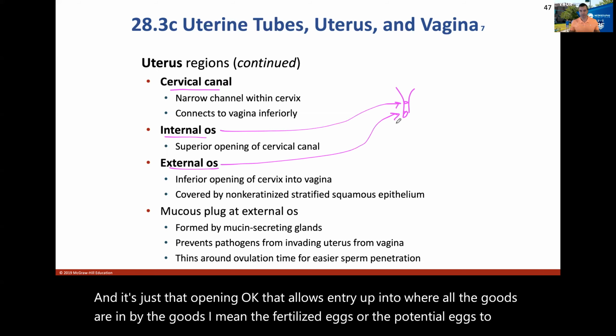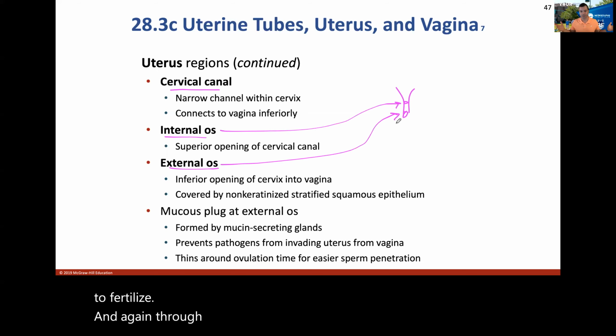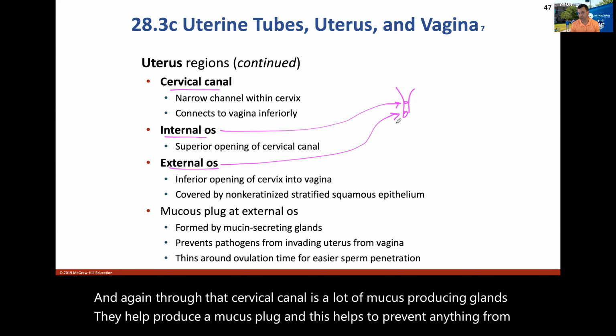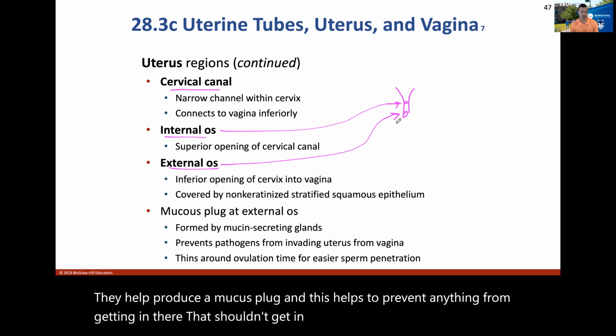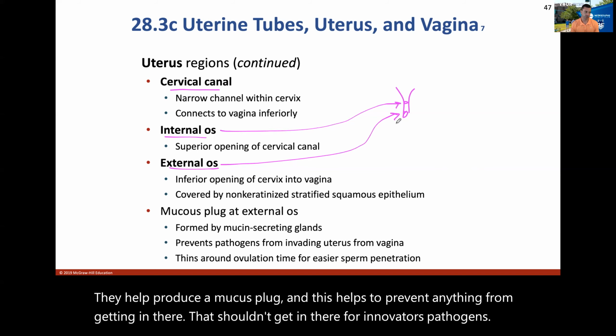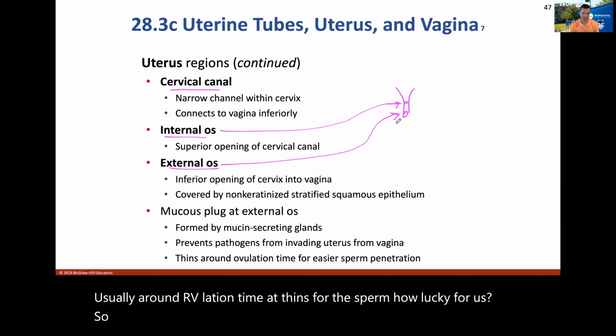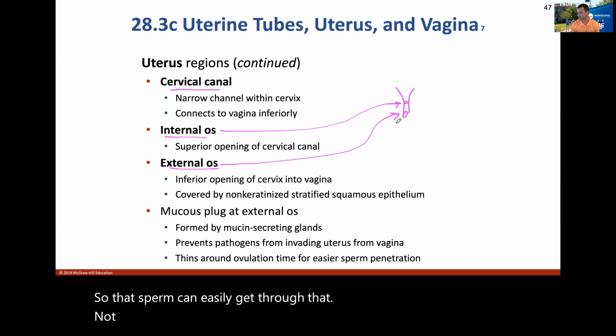And again, through that cervical canal, there are a lot of mucus-producing glands. They help produce a mucus plug, and this helps to prevent anything from getting in there that shouldn't get in there, foreign invaders, pathogens. Usually around ovulation time, it thins for the sperm. How lucky for us. So that sperm can easily get through that less viscous region, so it can get back to the ampulla to fertilize the egg.